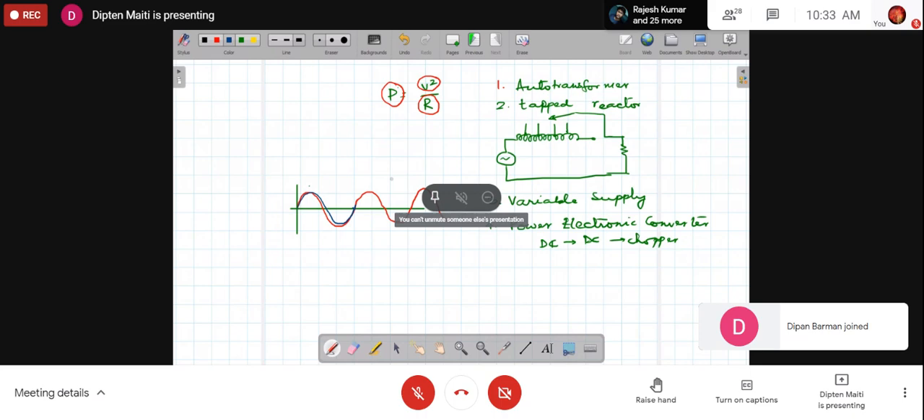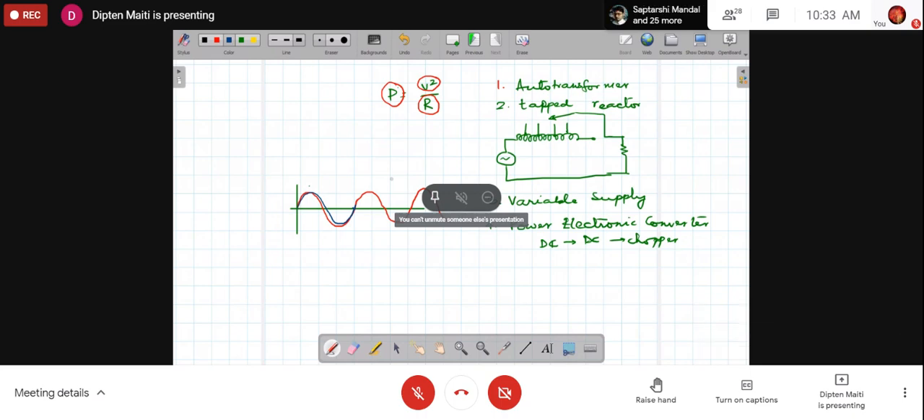Of course, your system requires larger memory or a larger counter. That becomes a bit complex, however, nowadays that's not a problem. Anyway, this is sometimes called the integral cycle control. So this does not introduce any harmonics.